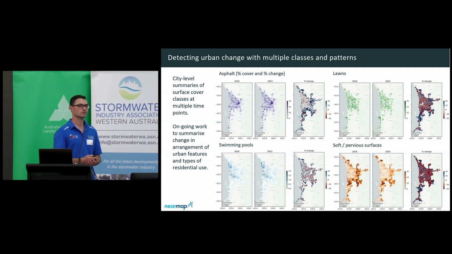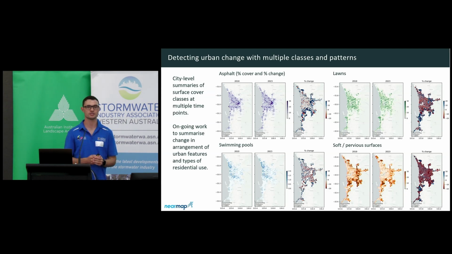So if we take that data but then scale it up to the city level for a couple of different time points, we can produce these kind of change maps that you can see here. I've pulled out a couple of different surface cover classes, so asphalt, lawns, swimming pools, and soft and pervious surfaces, and summarised their cover up to the mesh block level for 2010 and 2023.